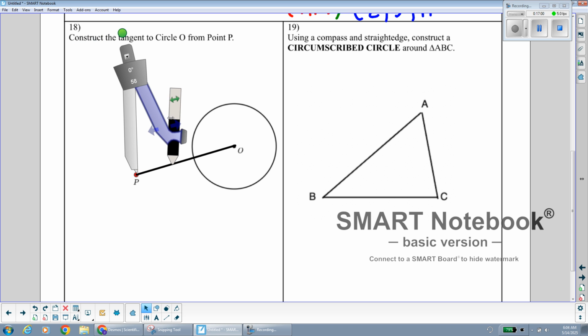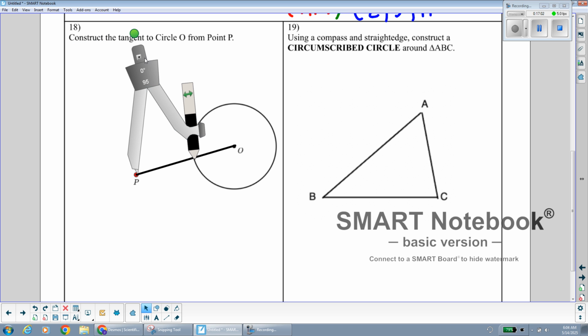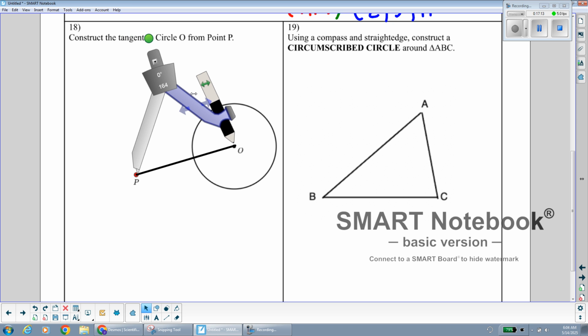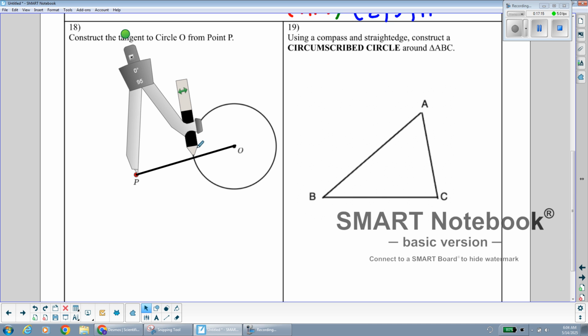Since both of the tangents are congruent to each other, I'm going to do a perpendicular bisector, because not only will that create the right angles, because I know when a tangent intersects a radius, it creates right angles, but also it'll make sure that they're equal.